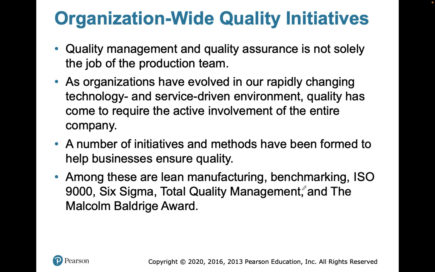So this brings us to quality management, and quality assurance is very, very important. Okay, and it's not only for production purposes alone, but for the organization as a whole. Overall, the organization has to adopt it. Okay, so among this quality control, we also have what they call lean manufacturing, benchmarking, ISO 9000, Six Sigma, total quality management, and the Malcolm Baldrige Award.